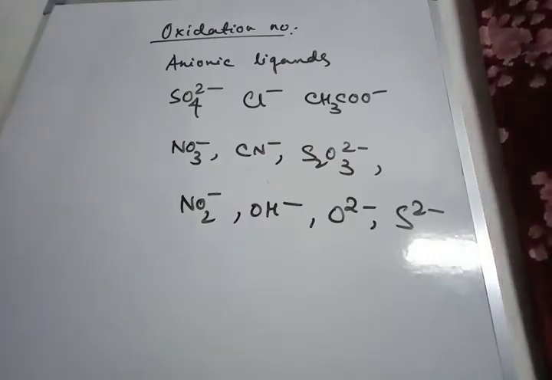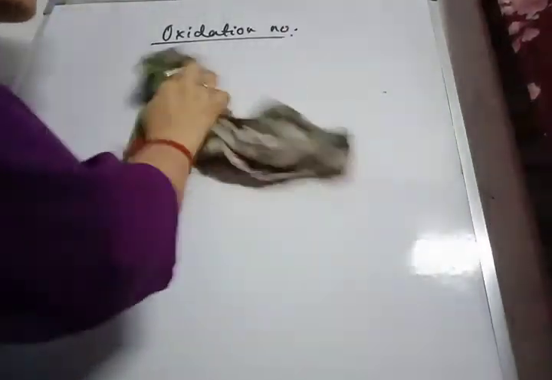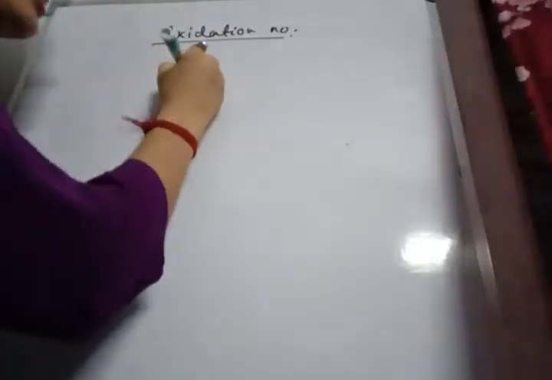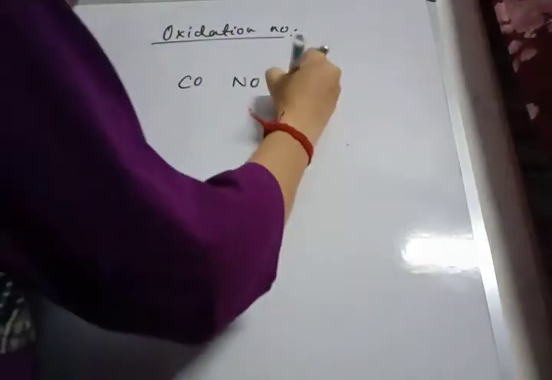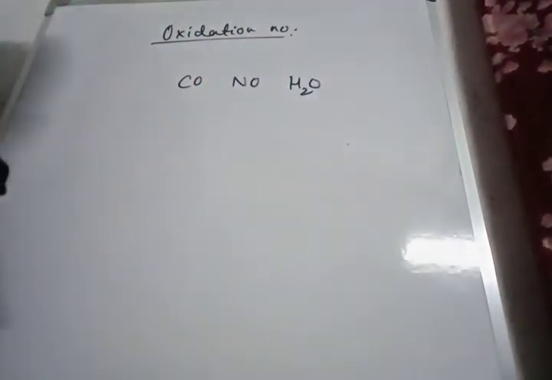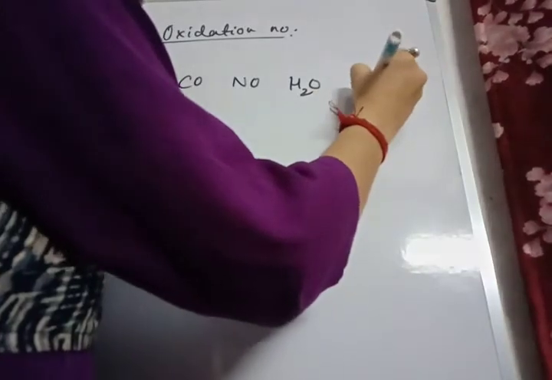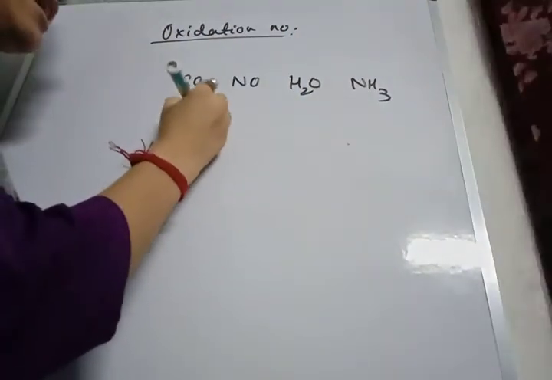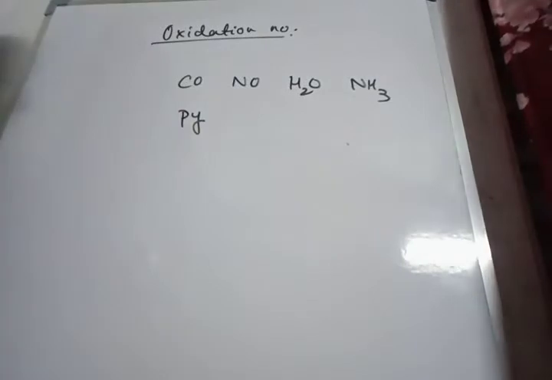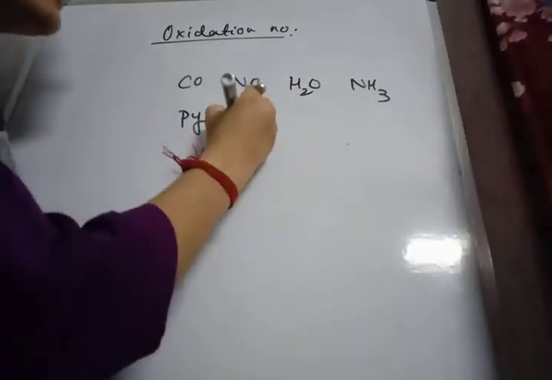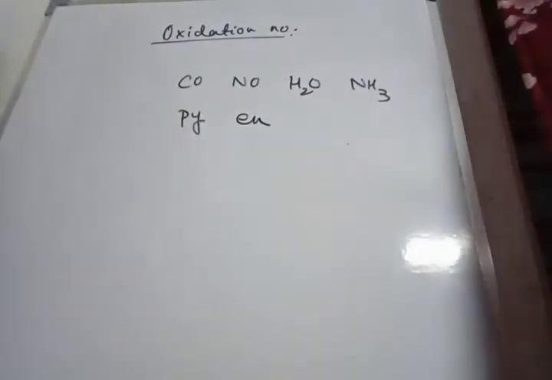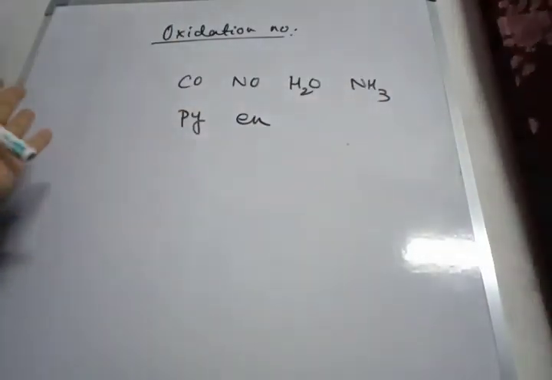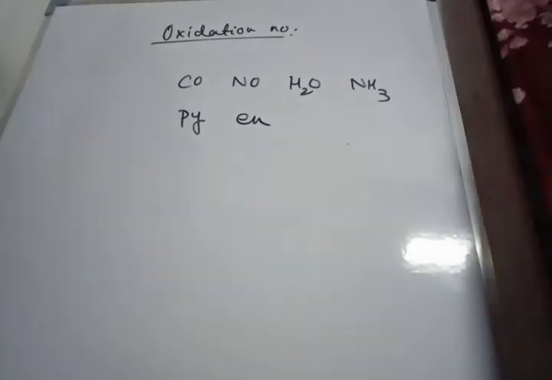Now next we come to neutral ligands. Neutral ligands, what are the respective names? Now CO is a neutral ligand. CO, the name is carbonyl. NO, the name is nitrosyl. H2O, that's water, that is named as aqua under this nomenclature. Then ammonia is named as ammine. Pyridine, pyridine is also a neutral ligand. Then ethylene diamine, en, that's named as ethylenediamine. So these are the few common neutral ligands that are used in the complexes.